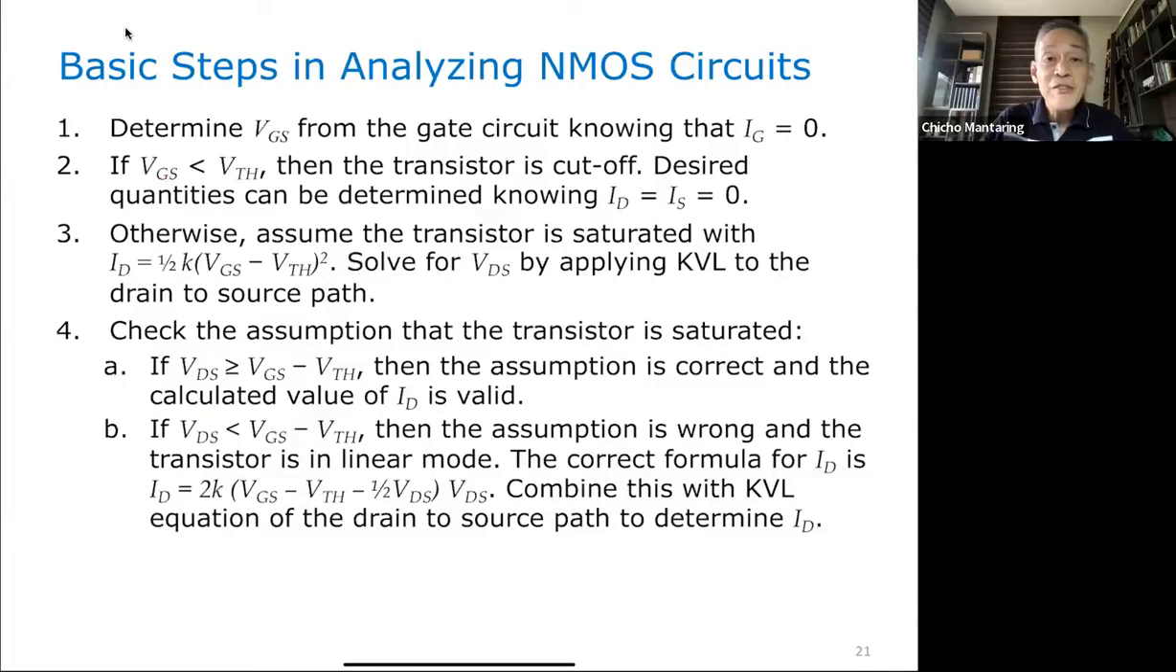If VGS is less than VTH, we already know that the transistor will be cut off. So we know that I sub D, which is equal to I sub S, is going to be equal to 0, and therefore we can compute whatever other quantities we need. Now, if VGS is greater than or equal to VTH, then there are two possibilities: it is either in saturation or in linear mode.